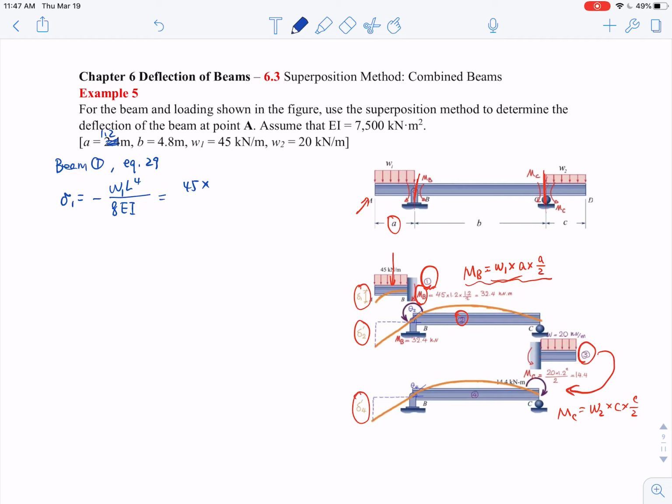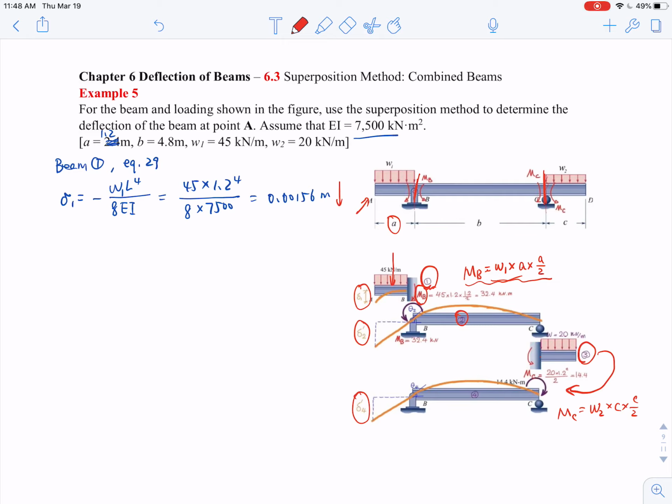So 45 by 1.2 to the fourth over 8 times the EI, which is 7,500. This is 0.00156 meter, and this is a downward component.